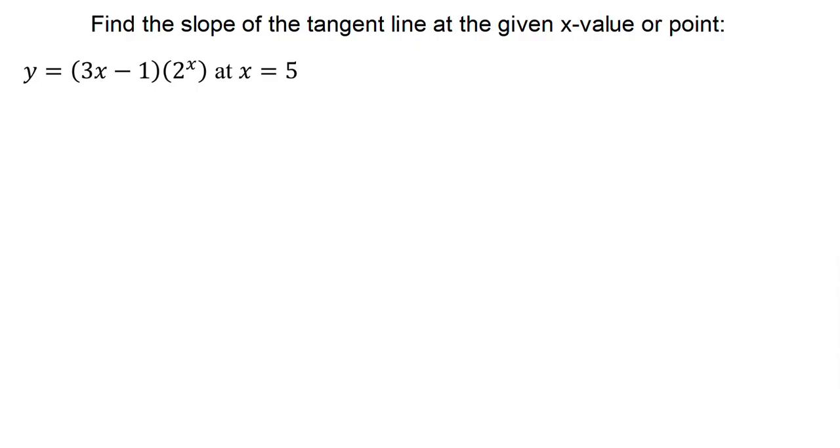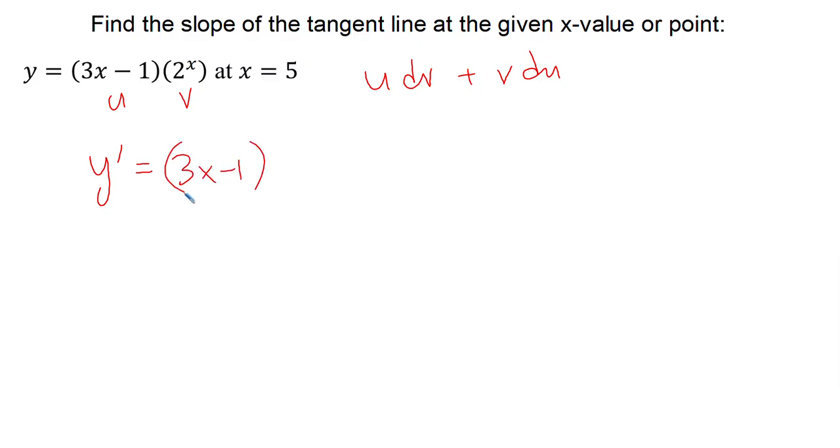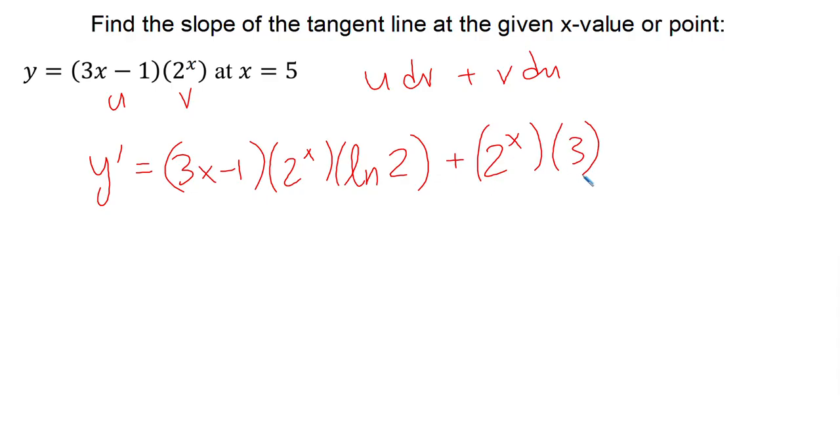All right, for our next one here, again, we have a product of two functions. We have u times v. So we'll do u dv plus v du. Our y prime then should be u, 3x minus 1. And then the derivative of v, well, the derivative of a to the x is just a to the x times the natural log of a, which is 2 in this case. Right, so there's our u dv, and then plus our v, which is 2 to the x, times our du, the derivative of 3x minus 1, is just 3.